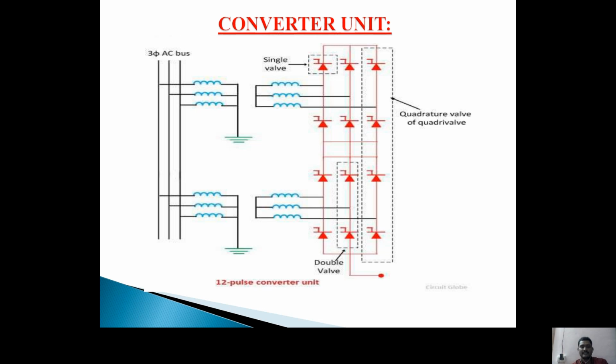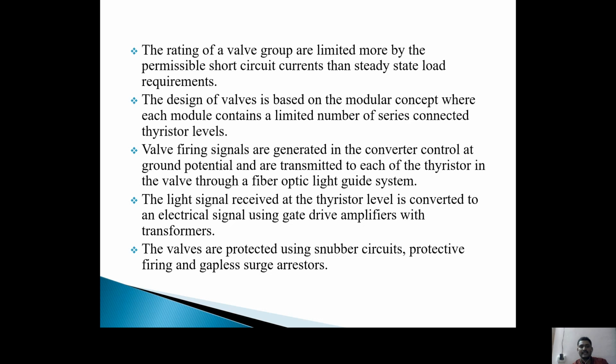Next, the rating of a valve group is limited more by the permissible short circuit currents than by steady state load requirements. The design of valves is based on the modular concept, where each module contains a limited number of series connected thyristor valves.